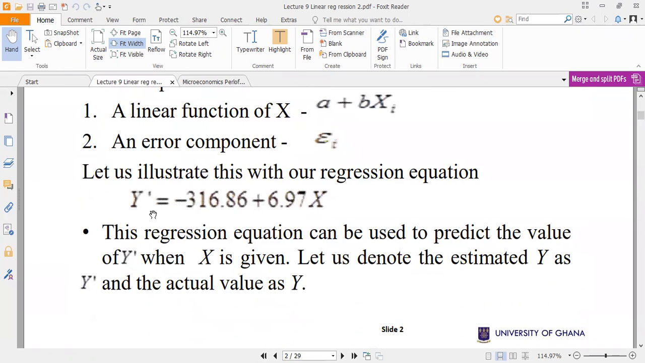This is what we had from last week, that y prime is equal to this. This was the value of a, this was the value of b. So if you want to find the estimated value of y given x, you just substitute the value of x here, and that should give you your y prime. Okay, so we'll use y prime to stand for the estimated y, and then when you see y, that is the actual y, the y that was observed.